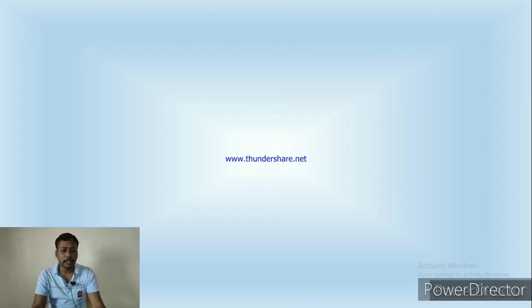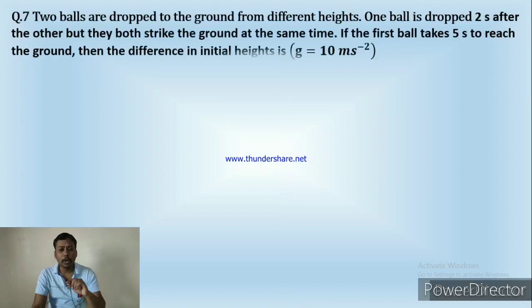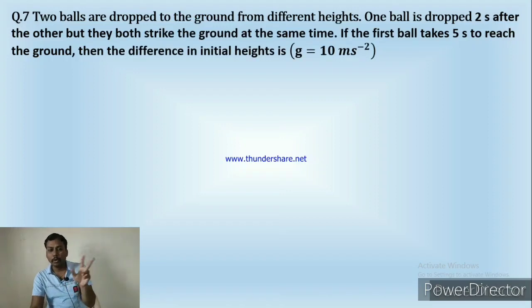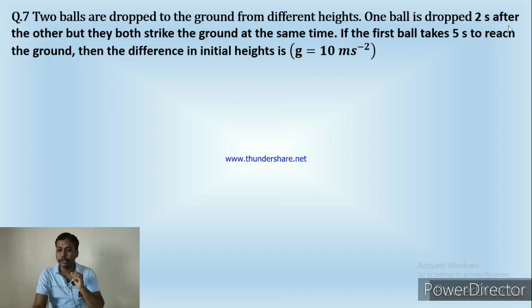Let's see the example again. Two balls are dropped to the ground from different heights. Two balls. First ball is dropped from h1 height, second ball is dropped from h2 height. One ball is dropped 2 seconds after the other. First ball is dropped from h1, then after 2 seconds, second ball is dropped. If the first ball takes 5 seconds to reach the ground, then the difference in initial height is.